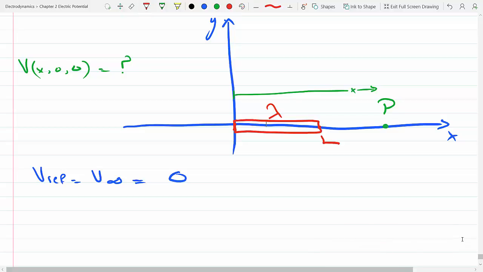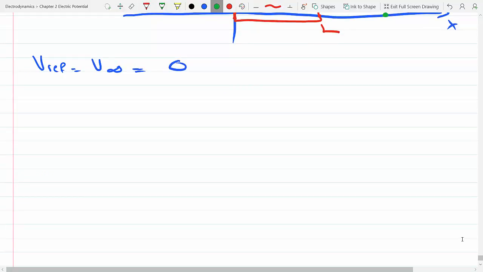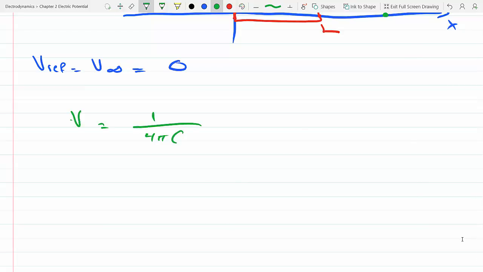Because we know that the potential for a line charge is V equal to 1 over 4 pi epsilon, right? We have a line charge here, so we'd have to integrate lambda at r prime over the separation vector, dl prime. This is what you need.